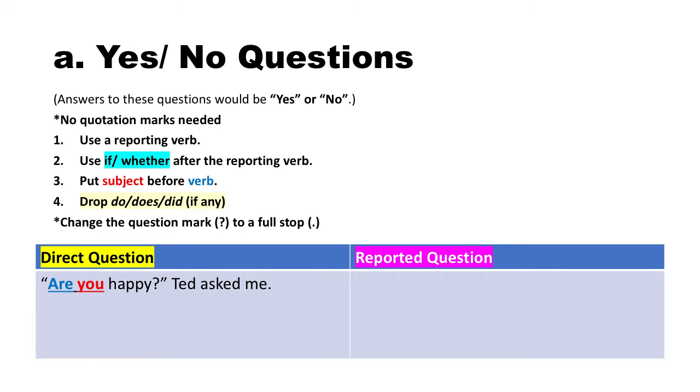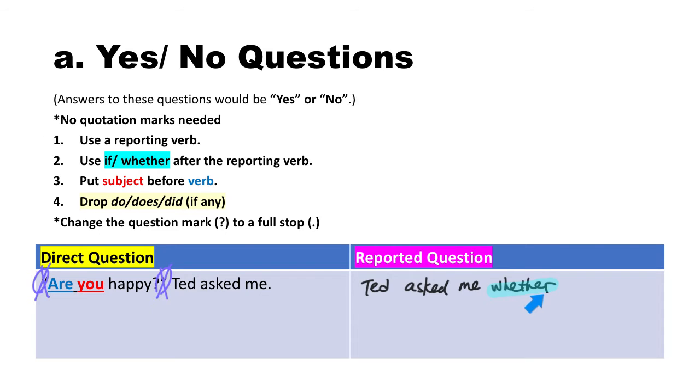Let's try to report some yes-no questions with the steps we have learned. First, no quotation marks would be needed. Then we use the reporting verb to construct the A asked B construction. For yes-no questions, we use if or whether after the reporting verb. After Ted asked me, we can use if or whether. Here, I would use whether.